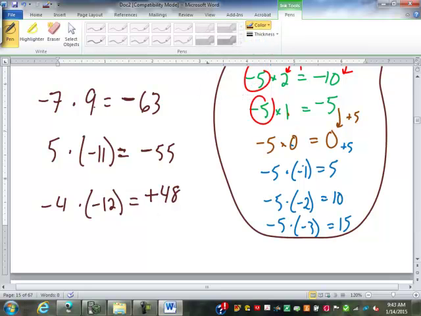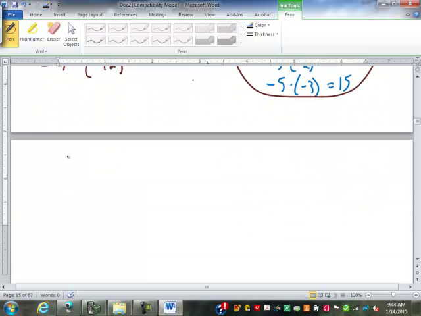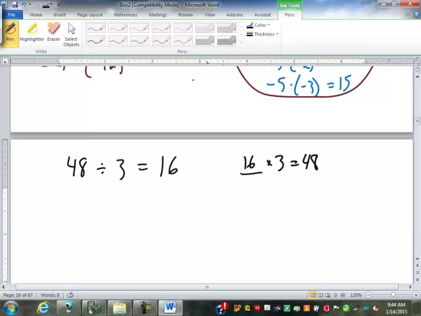So the multiplication is fairly simple. Division is just as simple. If you look at the definition of division, 48 divided by 3 is 16. The definition of division, just like subtraction was defined as part of addition, division is defined as part of multiplication. It is saying 48 divided by 3 is saying what number times 3 equals 48. Well, 16 would be that number, correct?